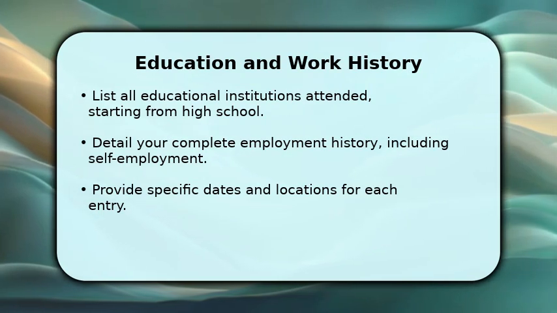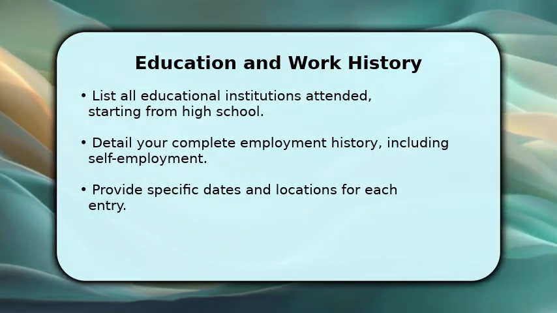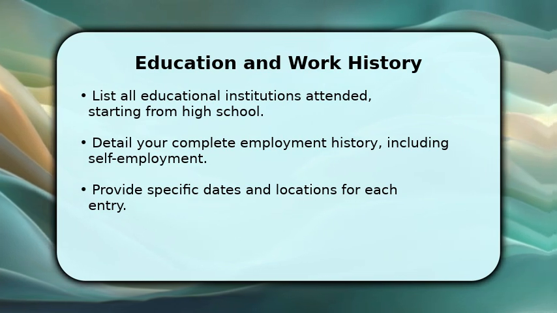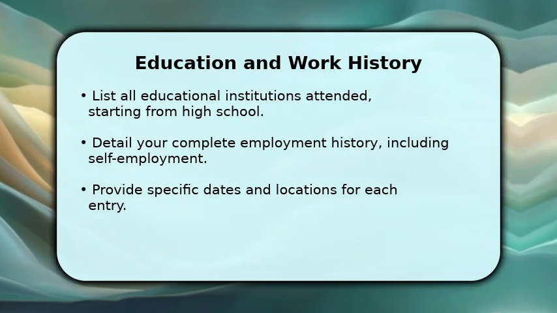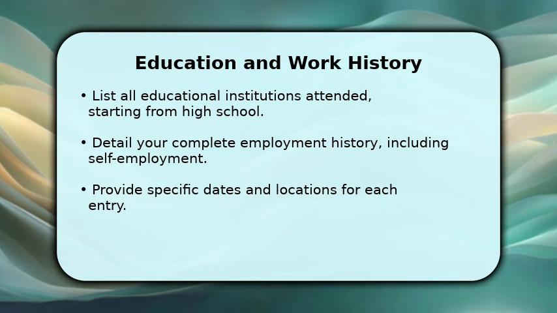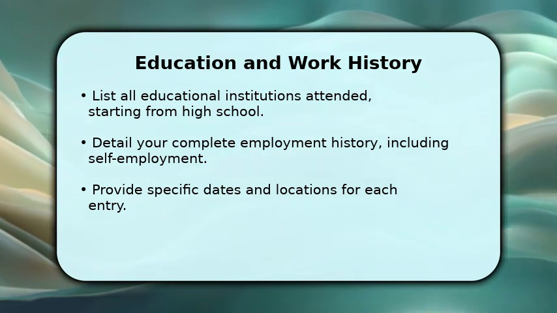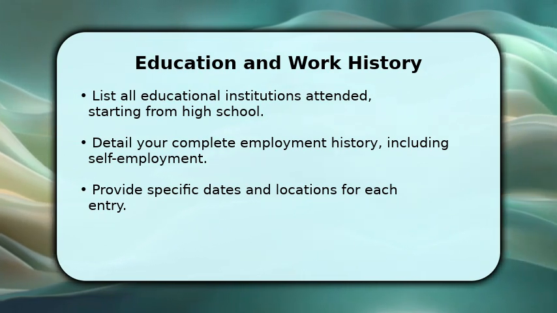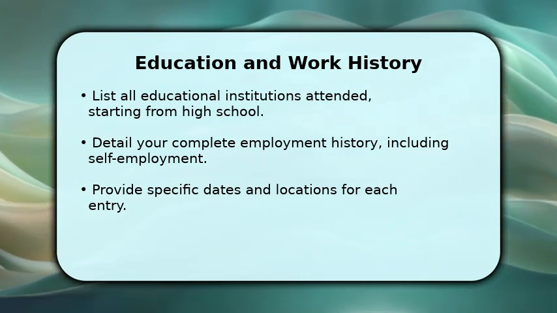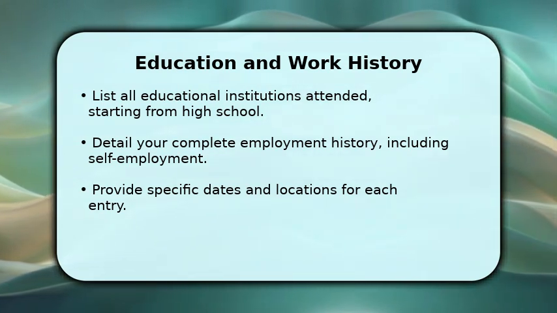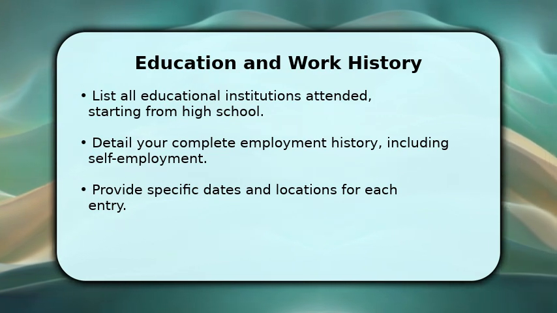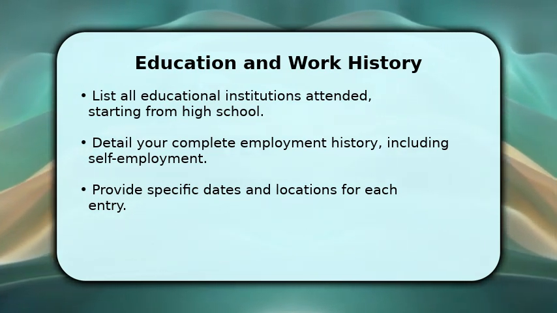Next, move on to your educational history. List all schools, colleges, and universities you have attended, starting with the most recent. Include the dates of attendance and any degrees or certificates obtained. Following this, meticulously document your employment history for the past 10 years or since your 18th birthday, whichever is more recent. Provide job titles, employer names, and precise dates.